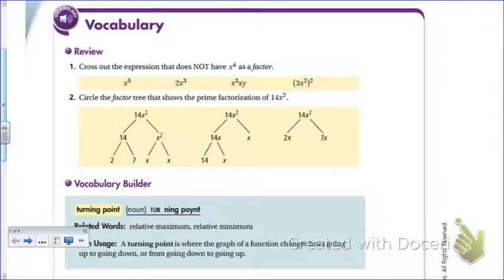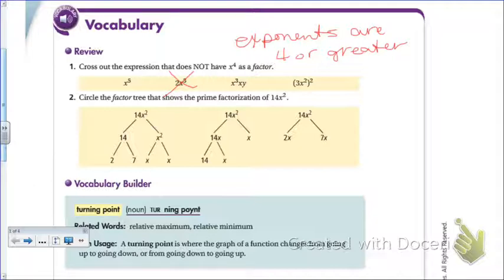Number 1 says cross out the expression that does not have x to the fourth as a factor. That means that the powers have to be 4 or greater. So if x to the fourth is a factor, then the exponents have to be 4 or greater. So x to the fifth, obviously that exponent is 5, so it's greater than 4, which means that x to the fourth would be a factor. 2x to the third, that one's not 4 or greater, so that one won't work.